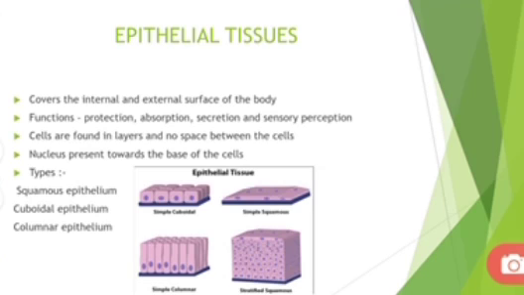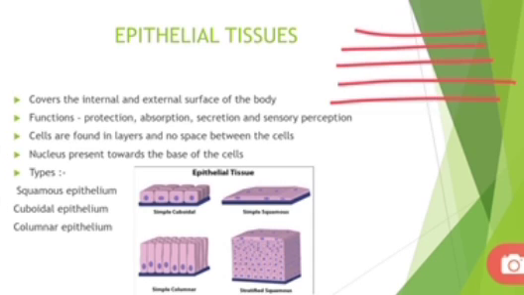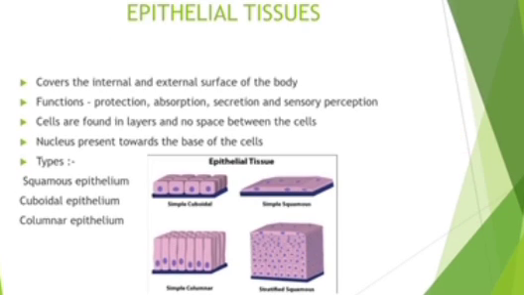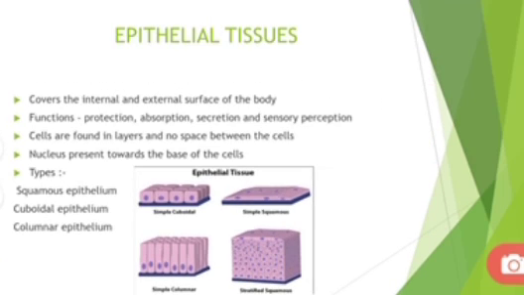Next, the cells are found in layers. Layers means stratified, we can call it. They are found in layers, and the cells do not have any space between them. The nucleus is present towards the base of the cells. So how many types of epithelial tissue are there? Squamous epithelium, cuboidal epithelium, and columnar epithelium.